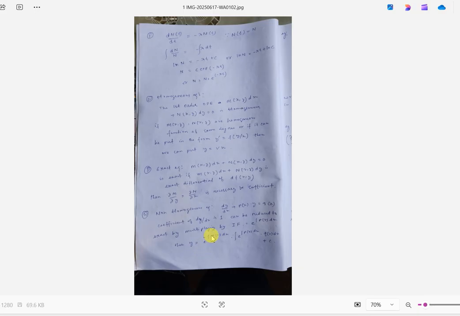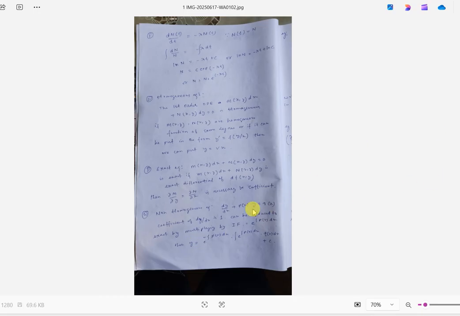And if we multiply this, then we will get the solution of y as e to the power minus integration of p(x) dx, then integration of e to the power integration of p(x) dx into q(x) dx plus constant.